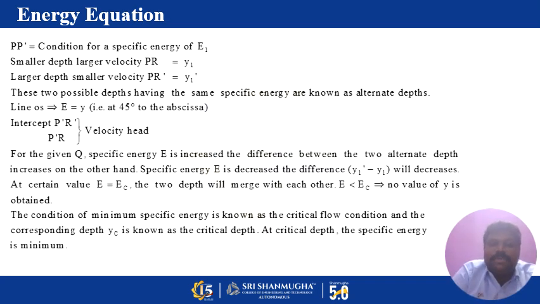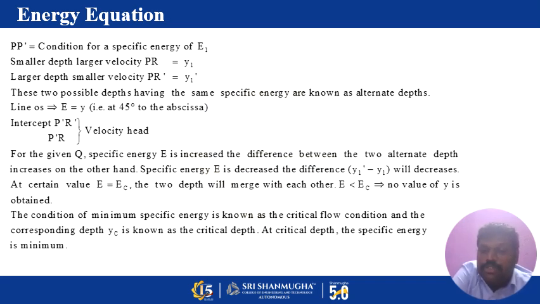So for a specific energy E1, there is a smaller depth Y1 with larger velocity, and a larger depth Y1 dash with smaller velocity. These two possible depths having the same specific energy are known as alternate depths. For a given Q, when the specific energy is increased, the difference between the two alternate depths increases. On the other hand, when the specific energy is decreased, the difference between the two depths, Y1 dash minus Y1, will decrease. At a certain value, the specific energy becomes a minimum.